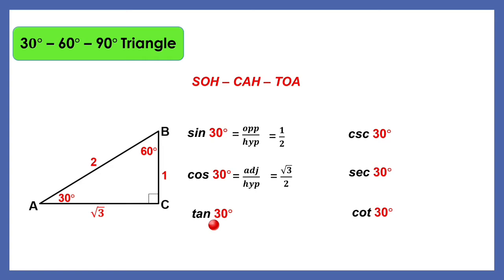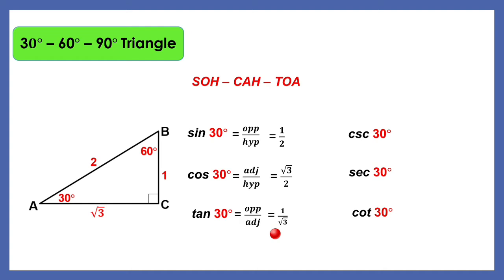Next is tangent 30 degrees. This is our theta or angle 30 degrees. Para makuha yung tangent 30 degrees, gagamitin natin ang tangent 30 degrees equals opposite over adjacent. With respect to our angle 30 degrees, ang opposite side measures 1 at ang adjacent side measures square root of 3. Therefore, our ratio is 1 over square root of 3.